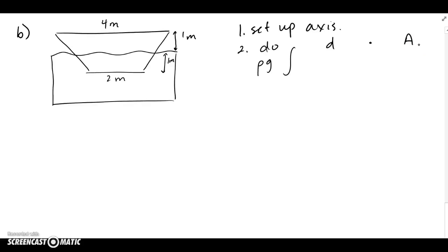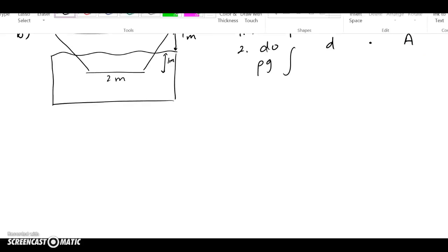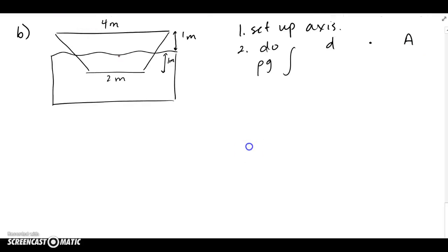So due to symmetry of this problem, I think it'll probably be best if we set the axes right smack in the middle. And again, I like putting my axis at the top, the surface of the water. So this will sort of be like my origin, my 0, 0 spot. And the downwards direction I'll just keep positive to make things easy. So the shape looks a little bit different, but it's okay.